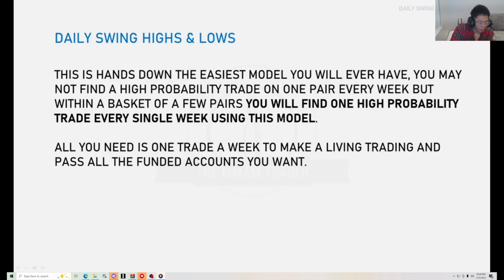You may not find a high probability trade on one pair every week, but within a basket of a few pairs you will find one high probability trade every single week using this model. All you need is one trade a week to make a living of trading and pass all funded accounts you want.